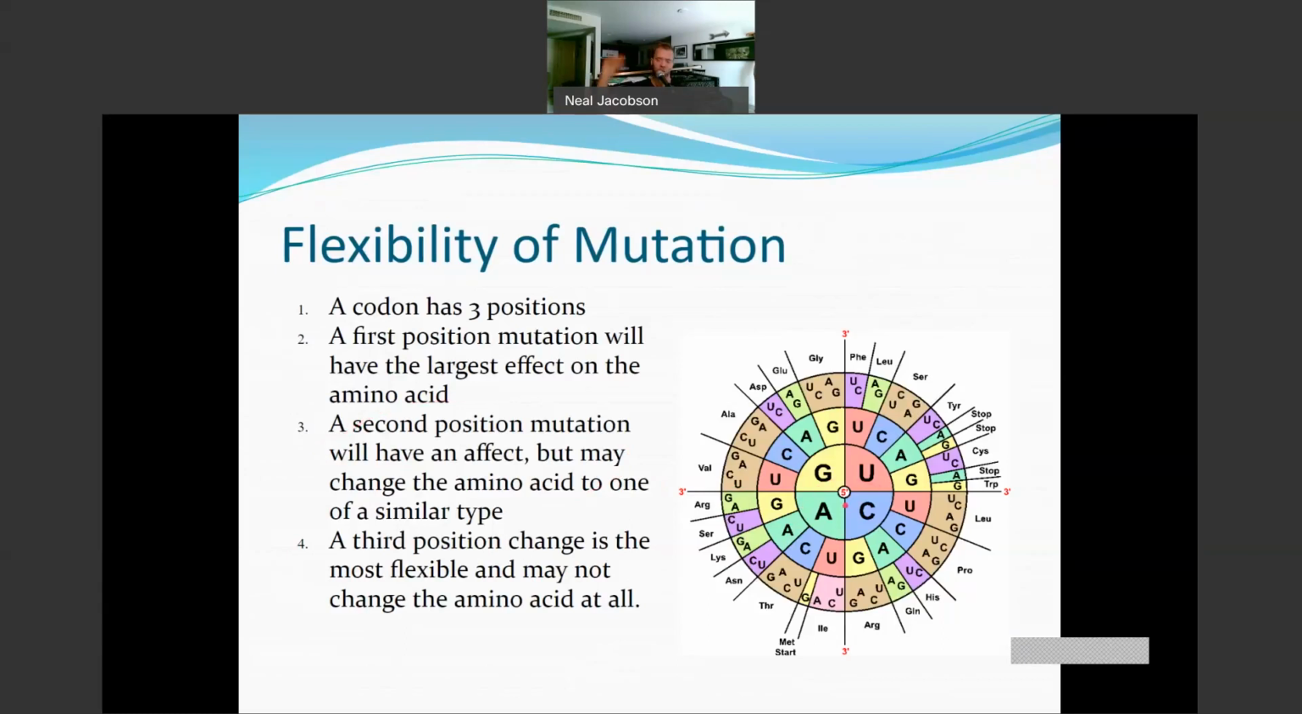So it's in order. First position is the greatest. Second position can change the amino acid and will always change the amino acid, but sometimes it changes it to an amino acid of a similar type. The third position is the one that's the most flexible. So, like GUU, if that's GUC or GUA or GUG, right? If that third position changes, it'll be valine. It'll always be valine. So that's kind of nice. There's a lot of flexibility in the third position. And so that's the lecture on mutation. Hope you enjoyed it.